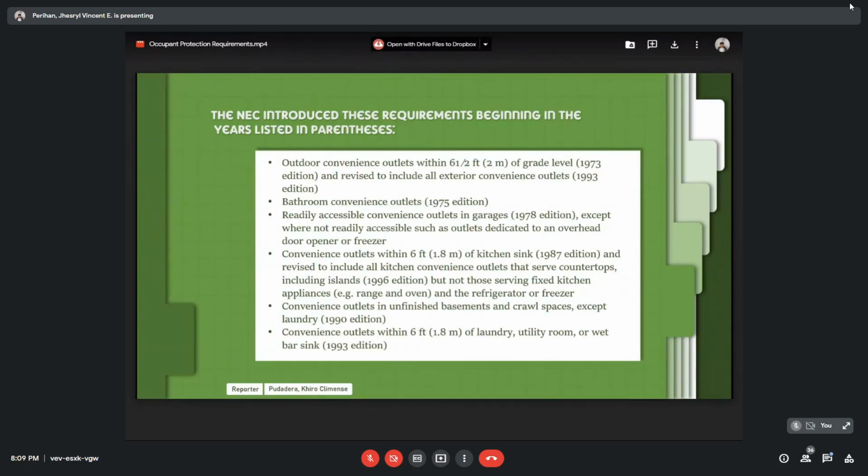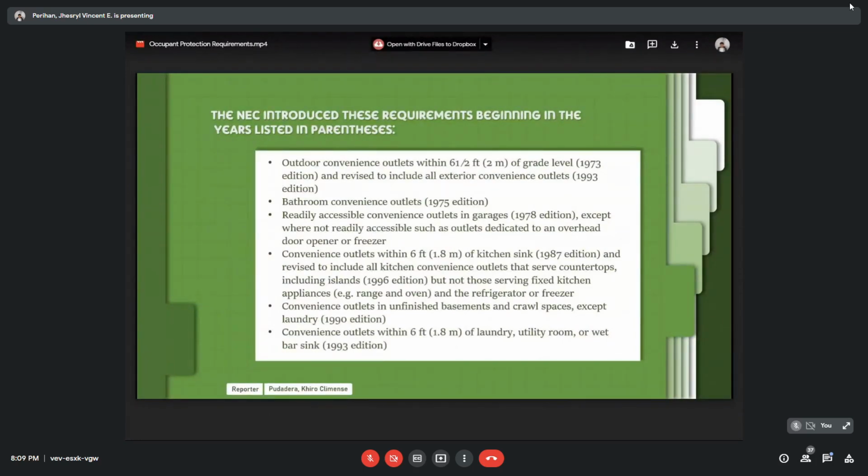Readily accessible convenience outlets in garages, 1978 edition, except where not readily accessible, such as an outlet dedicated to an overhead door opener or freezer. Convenience outlets within 6 feet or 1.8 meters of a kitchen sink, 1987 edition, revised to include all kitchen convenience outlets that serve countertops, including islands, in the 1996 edition, but not those serving fixed kitchen appliances, for example a range and oven, and the refrigerator or freezer.